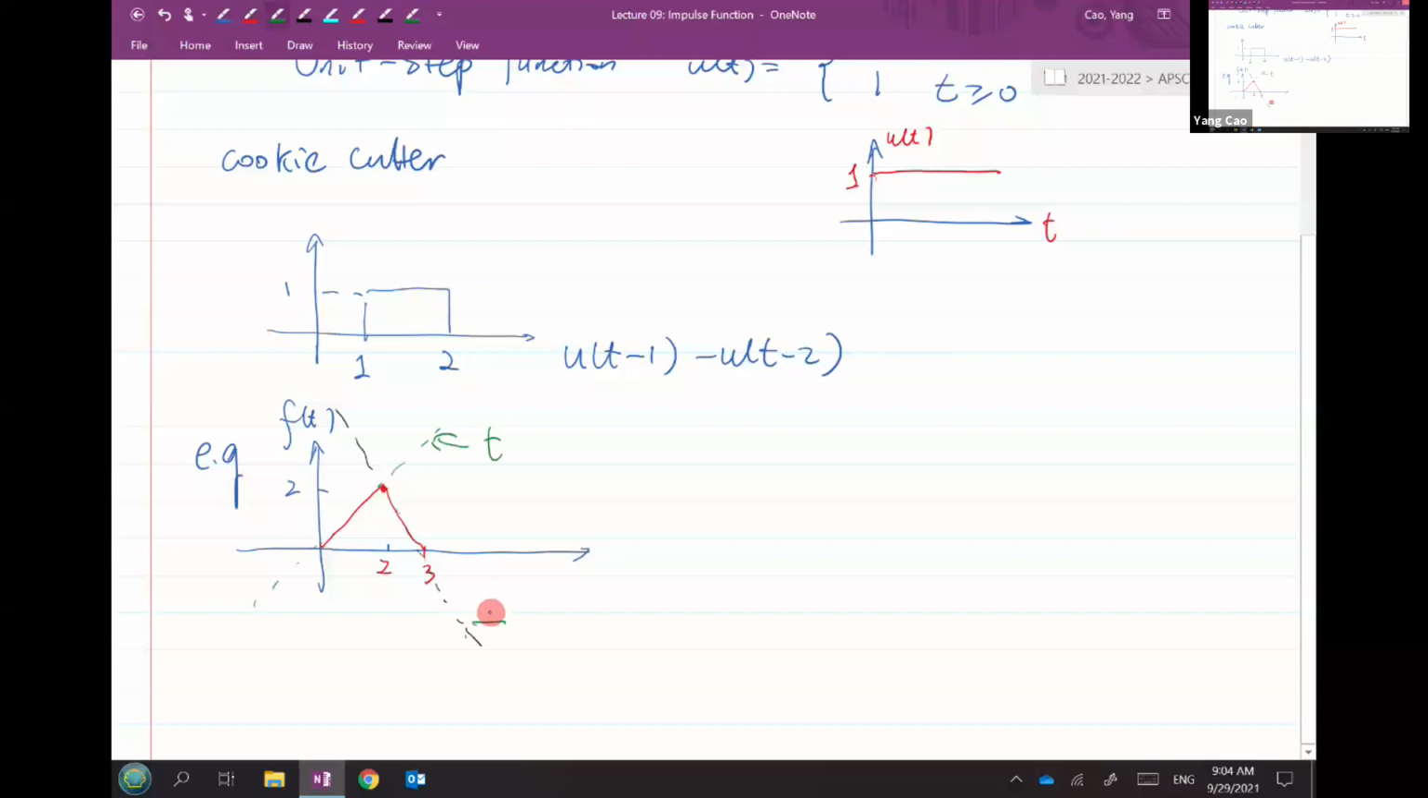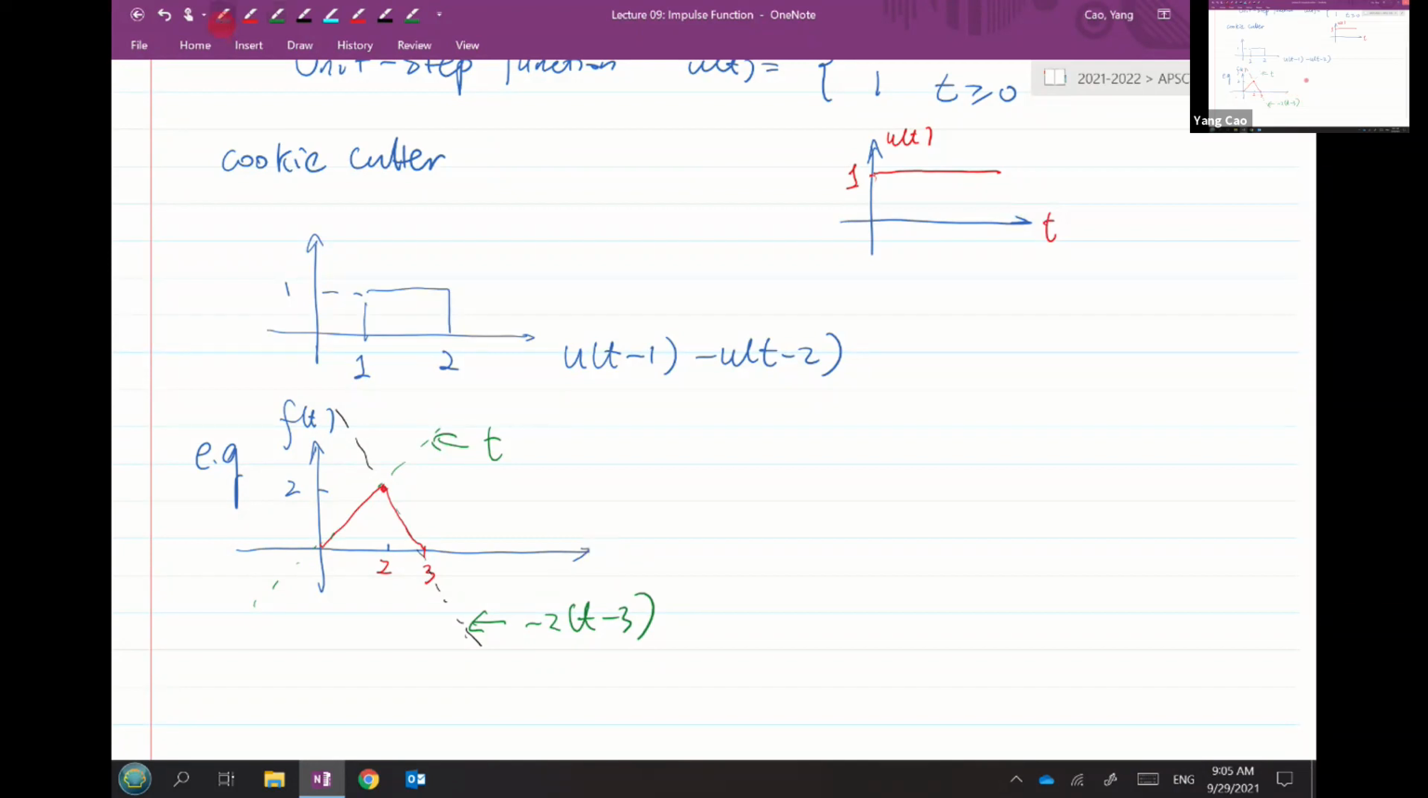And for this black one here, if you have two points, you can create the line equation. So this is -2 times t minus 3. You've got two straight lines, but f of t is just part of it. If you write this f of t using piecewise notation, then for t between 0 and 2, the function equals t. For t between 2 and 3, the function equals this. And for every other value of t, the function equals 0.